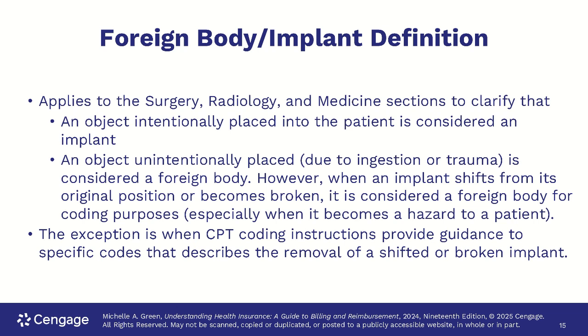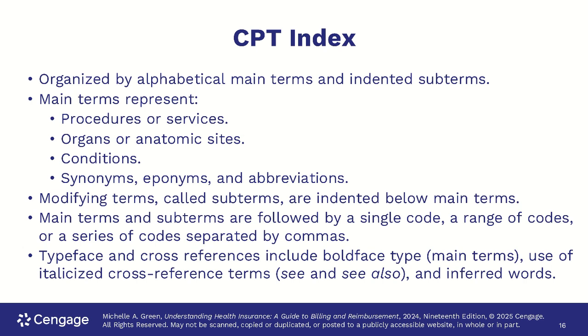All right, foreign body and implant definition. So in surgery, radiology, and medicine, there are guidelines that clarify regarding foreign body and implant. And so you see, they talk about an object that is intentionally placed is considered an implant. Something that is unintentionally placed is a foreign body. They give you some more discussion on that, and you can continue reading that. So, the index, which is located in the back of the CPT manual, is where the coding process begins.